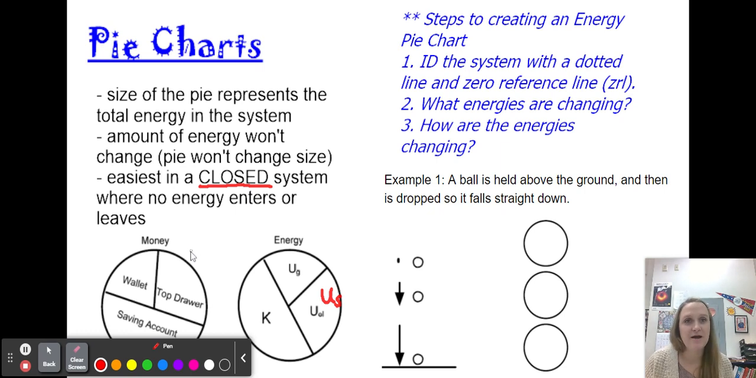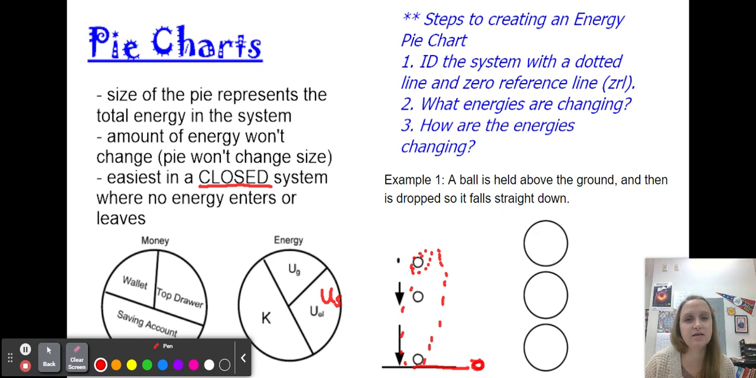So when we go to create a pie chart, what we're going to do is identify the system with a dotted line and a zero reference line. The cool thing about energy and physics in general is I get to decide where zero is. I get to decide what is the thing I care about. In this situation, most of the time, I'm going to make the ground zero. It just makes sense. My system is my object, and we're going to say the earth. So I might actually draw a dotted line around my entire thing, around the earth too. If we want to include gravitational energy, you have to include the earth because the earth is what causes gravity. If you don't want gravitational energy, don't include the earth.